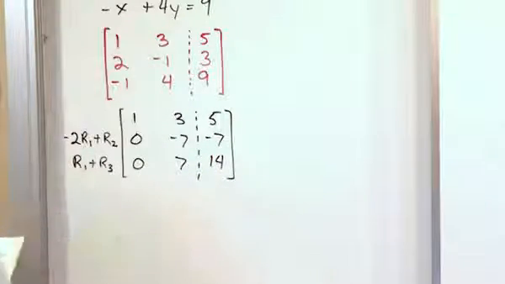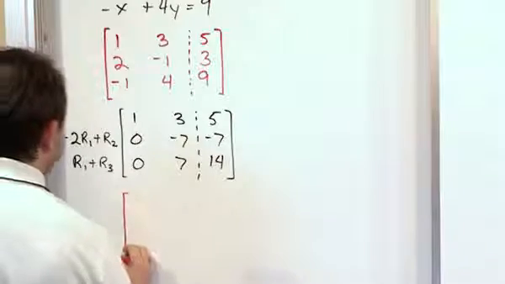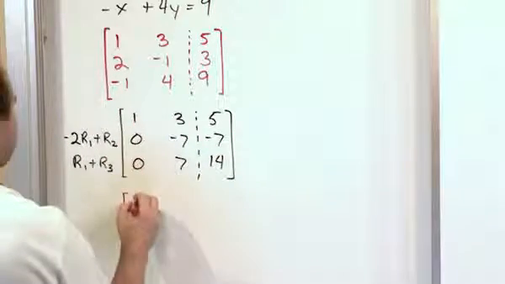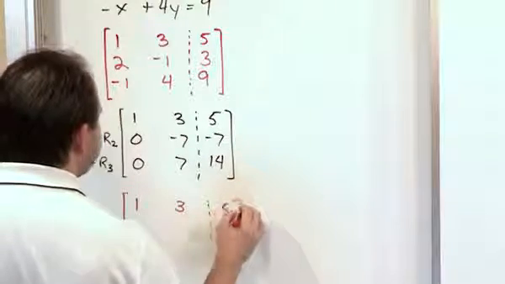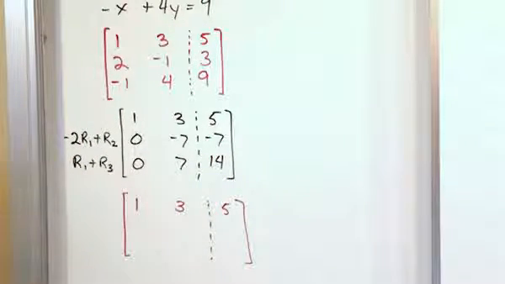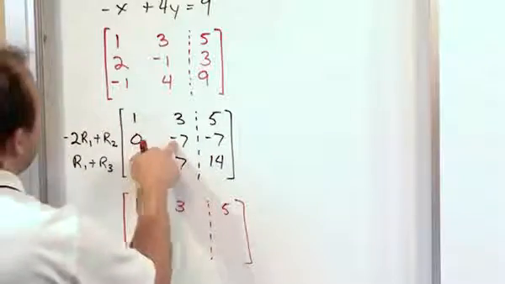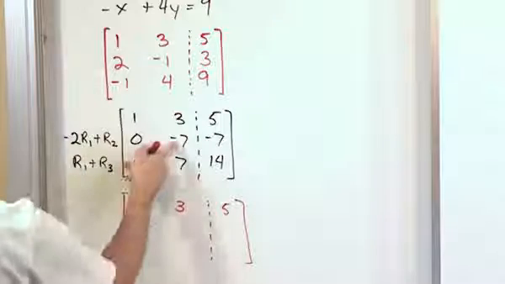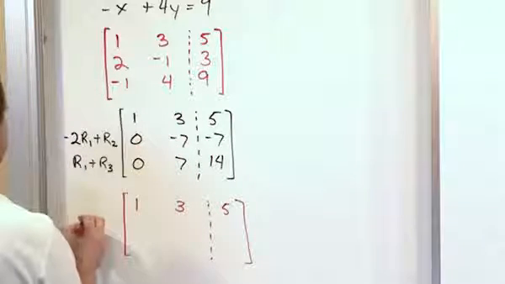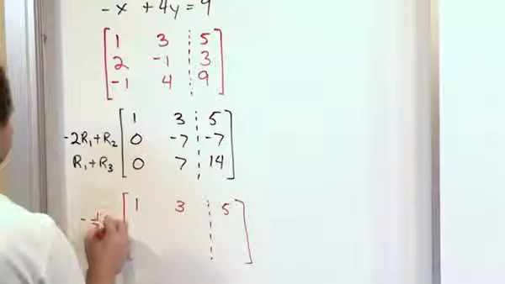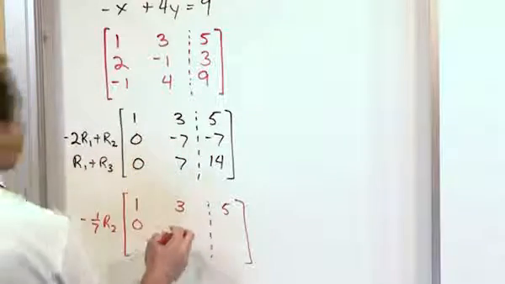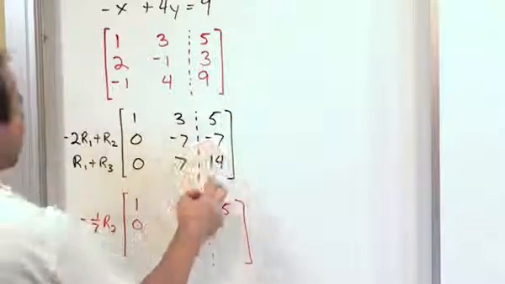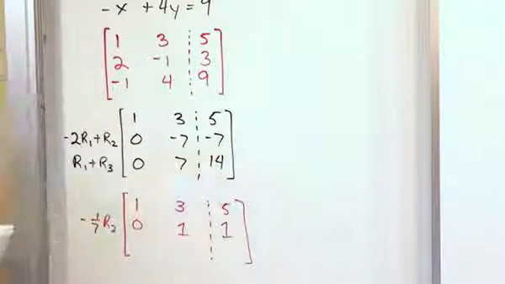And what I would like to do next is continue down below it, and I'll again leave the top alone. 1, 3, dash line with a 5, like this. Now we're trying to make a diagonal, or as close to a diagonal as we can, so we want a 1 right here. So the easiest way to do that is just to multiply this by negative 1/7 times row 2. Negative 1/7 times this is going to give me 0. Negative 1/7 times this will give me positive 1. Negative 1/7 times this will give me positive 1.